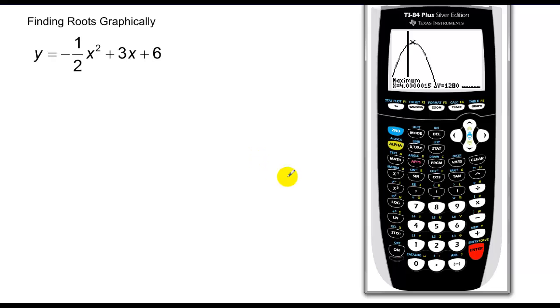So if we want to find these roots graphically, we're not going to waste time and go -b over 2a, because honestly, that's not going to find us anything except the vertex. And then to find those roots, we'd have to set this equal to 0 and solve anyways. So we're going to do all this on our calculator today. So let's turn those on.